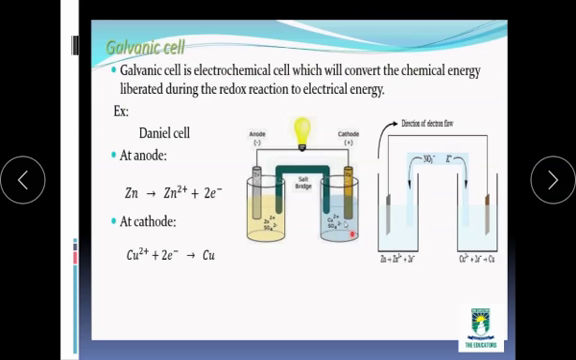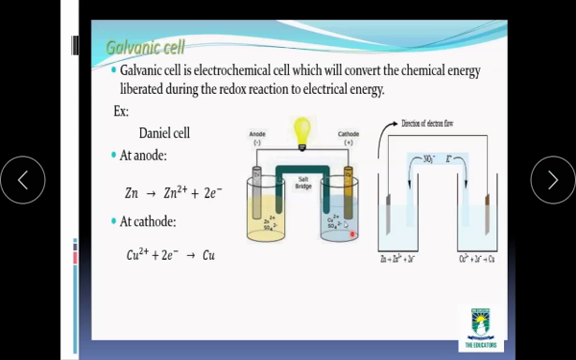A galvanic cell is an electrochemical cell which converts the chemical energy liberated during a redox reaction into electrical energy. For example, the Daniell cell. So what happens in a galvanic cell, students? It converts chemical energy into electrical energy. First a chemical reaction occurs, and then due to that chemical reaction electricity is produced.